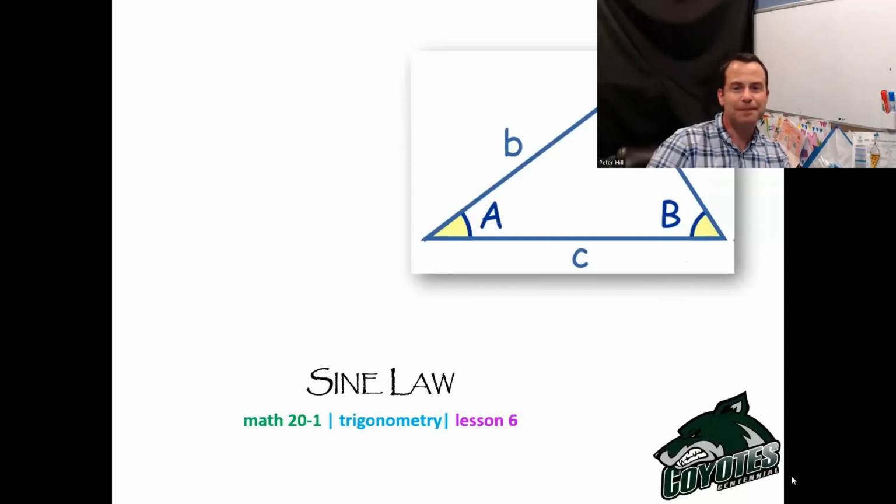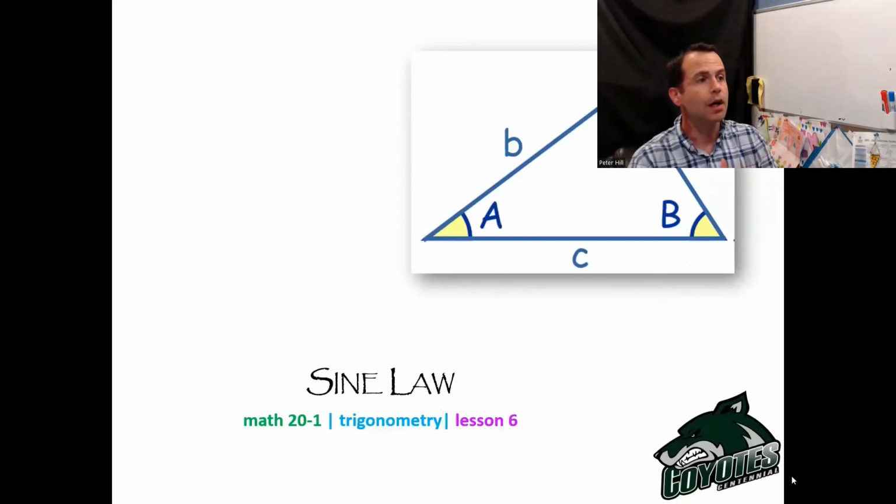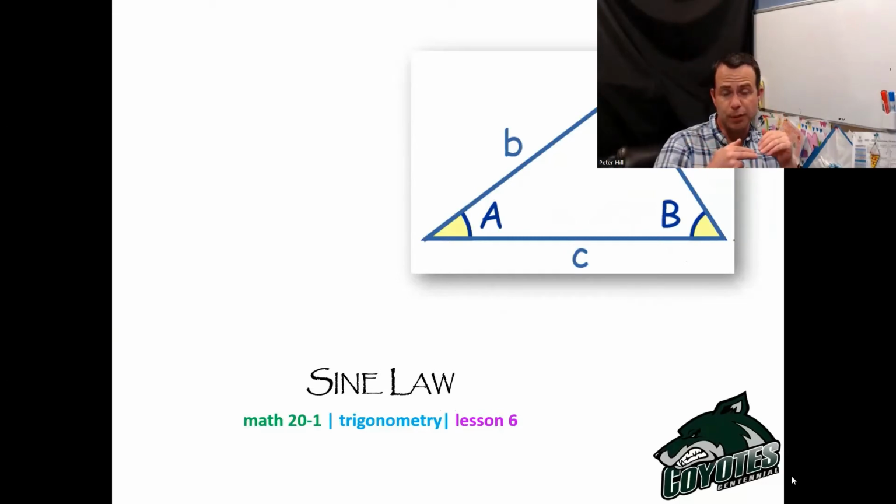Hey, math peeps. All right, so yesterday we talked about the cosine law. The cosine law we used when we had two sides and an angle in between. That was enough information to get the third side, even though the triangle wasn't a right triangle. Or if we know all three sides, we could use the cosine law to get any one of the angles.